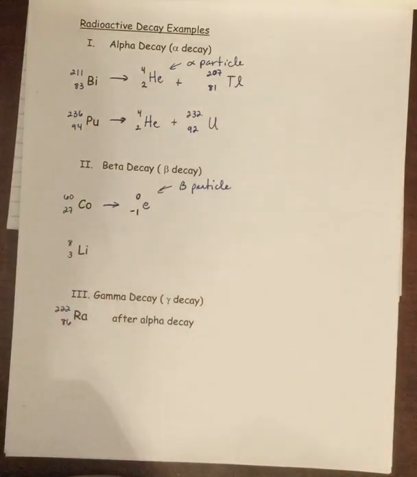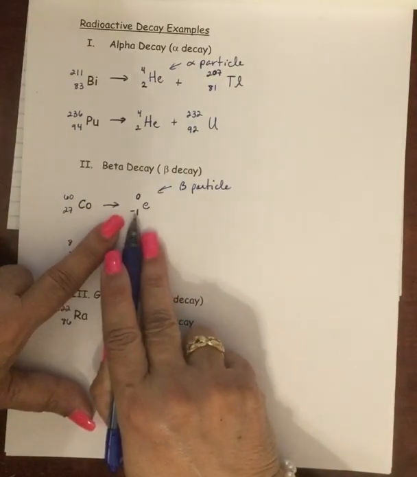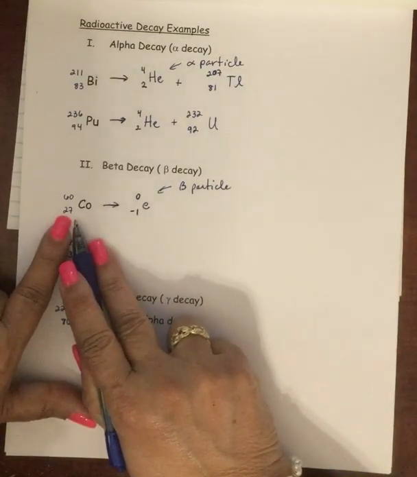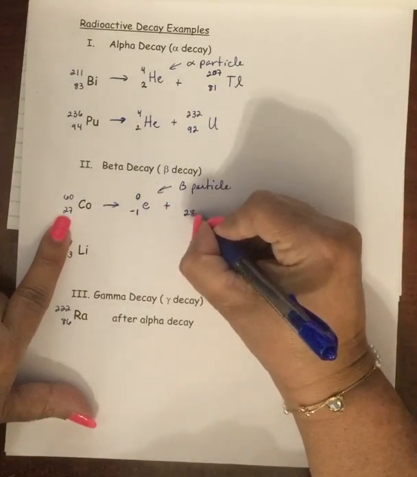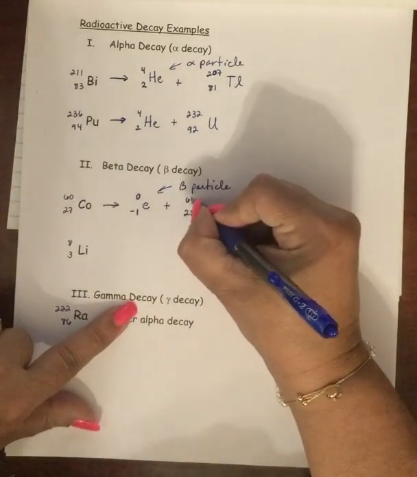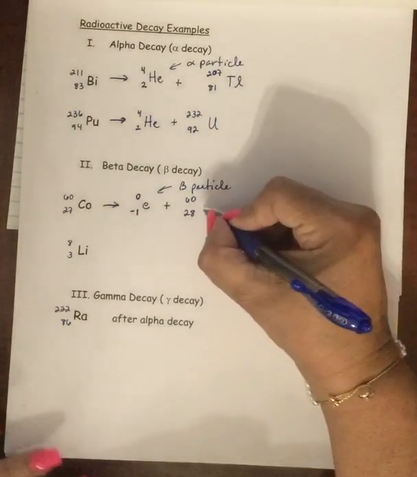Okay? Which means that our atomic number, we're subtracting 1. So we have to go up by 1 in order to still end up with 27 for our atomic number. So our new atom is going to have an atomic number of 28. The mass number did not change. It's still going to be 60. So we look at the periodic table and find number 28, which happens to be nickel.